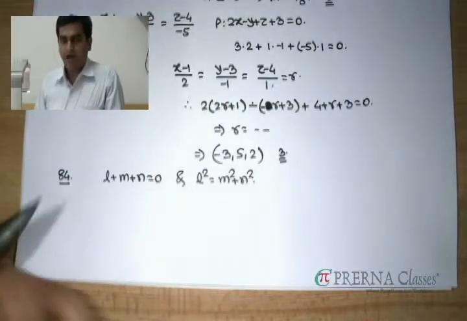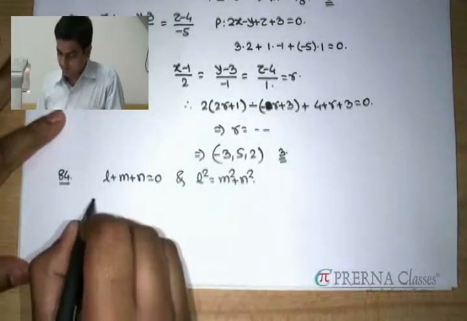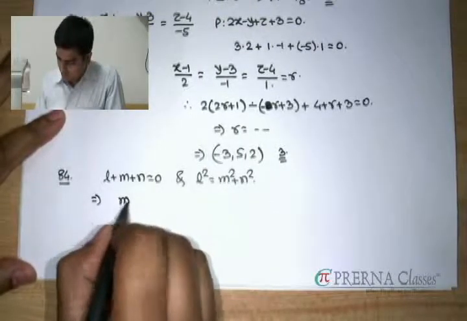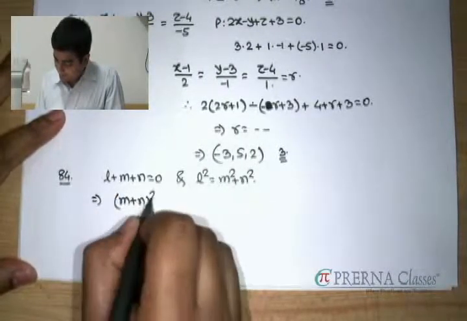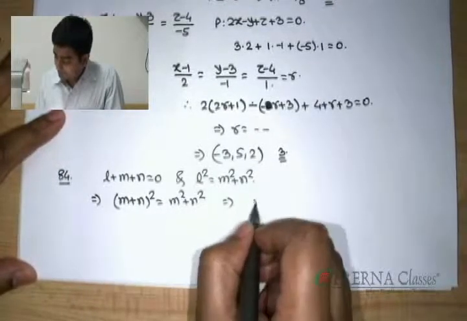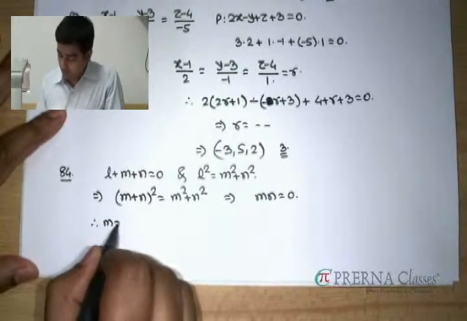Okay, in the next question we have two relationships given in direction cosines, and then we have to figure out the angle between those lines which satisfy this set of equations. Using these two equations, clearly you can check one thing, which implies 2 times mn is 0.